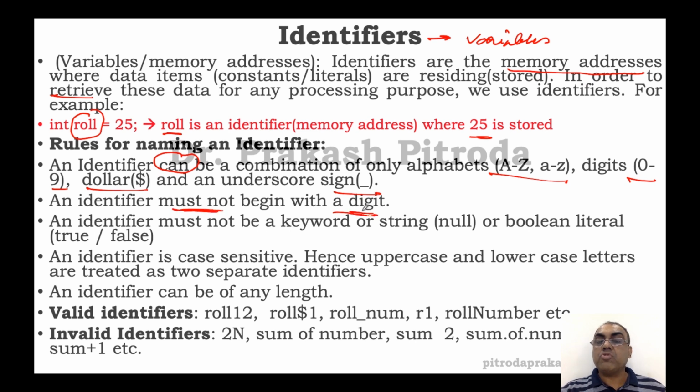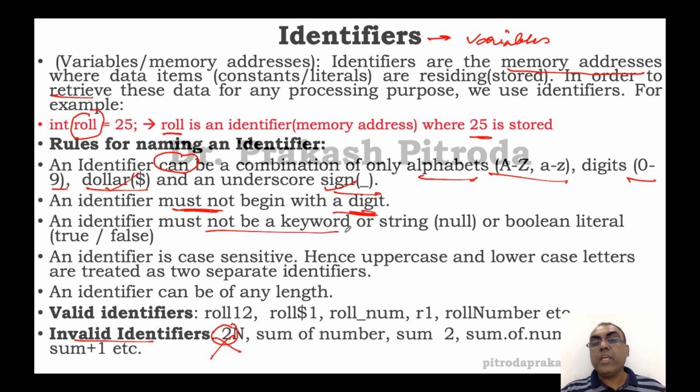However, it must not begin with a digit. So you cannot start any variable with a digit. If I look at an invalid variable, any variable that begins with a digit is not a valid identifier. In other words, it can begin with alphabets, it can begin with a dollar sign, it can begin with an underscore, but it cannot start with a digit.